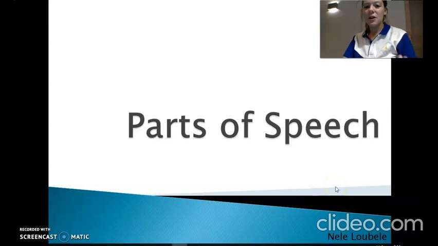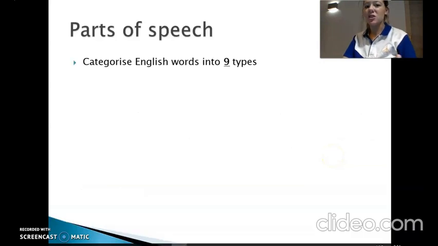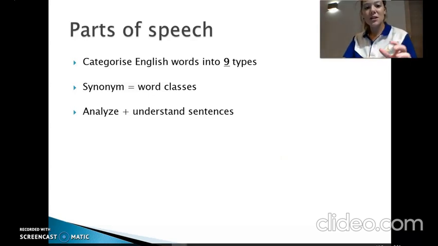So first of all, let's start off with what parts of speech actually is. It is a categorization in 9 different types. So you could say word classes, as I just said, like adjectives, like nouns, like adverbs. So 9 different types. Then why it is useful for you to know this is because it makes it easier to analyze your sentences and it's easier to understand. If you know what function the words take, it's easier to understand.